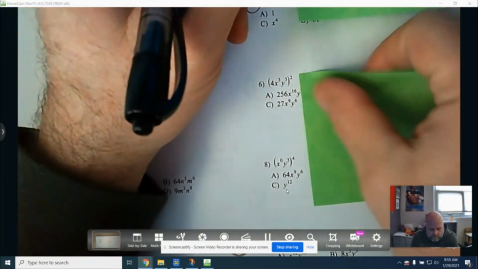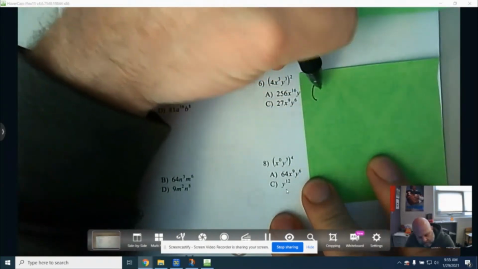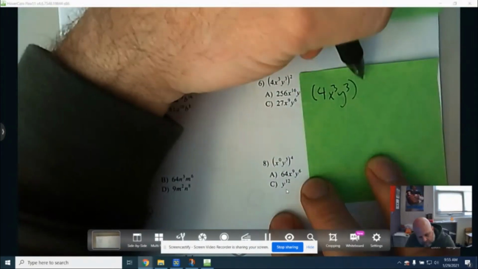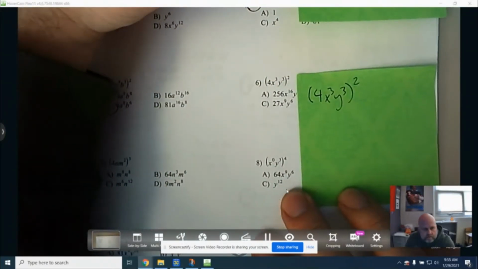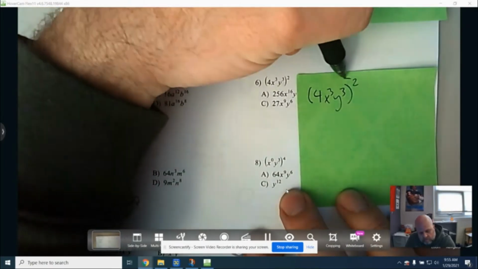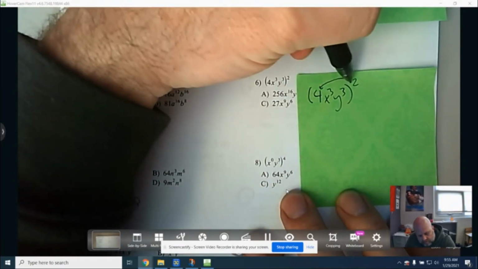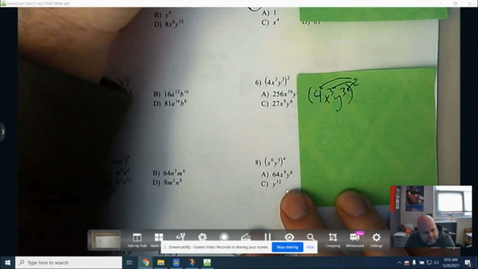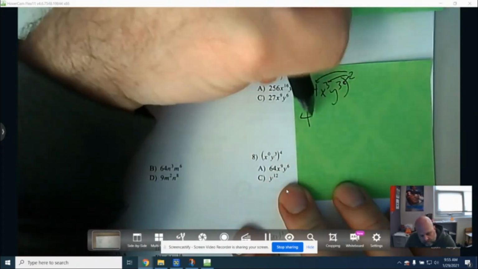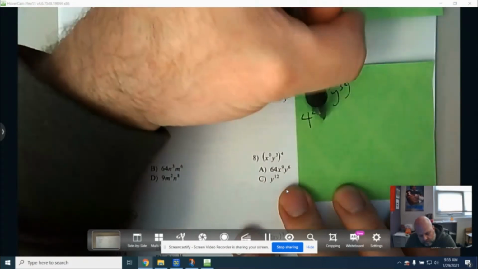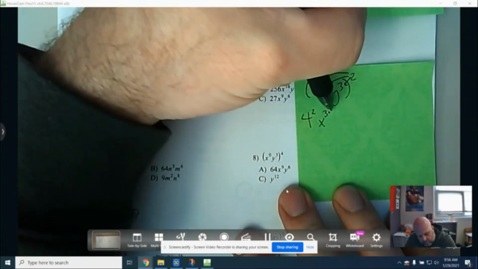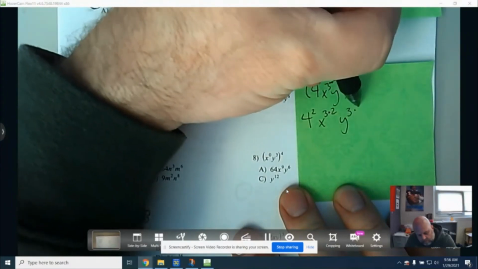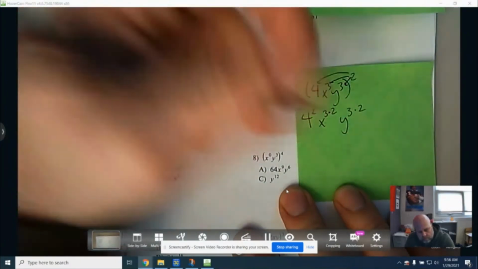So, number 6, I've got 4x cubed, y cubed, and all this is to the 2nd power. So again, I'm going to draw my arrow in to every single piece, to the 4, to the x, and to the y. So that's now 4 squared. It's now x cubed times 2. It's now y cubed times 2.